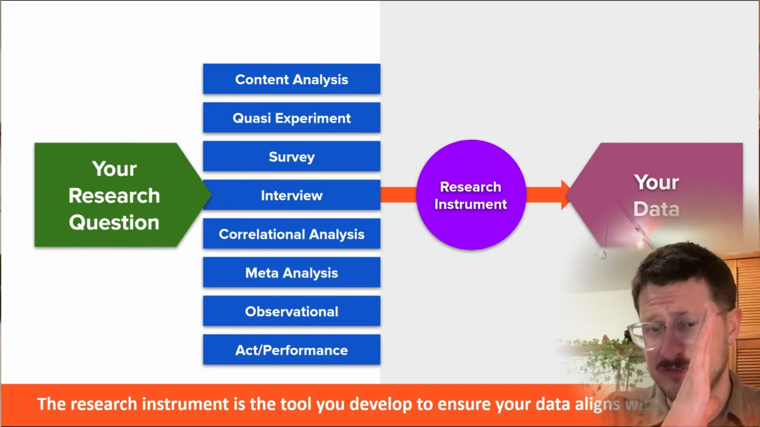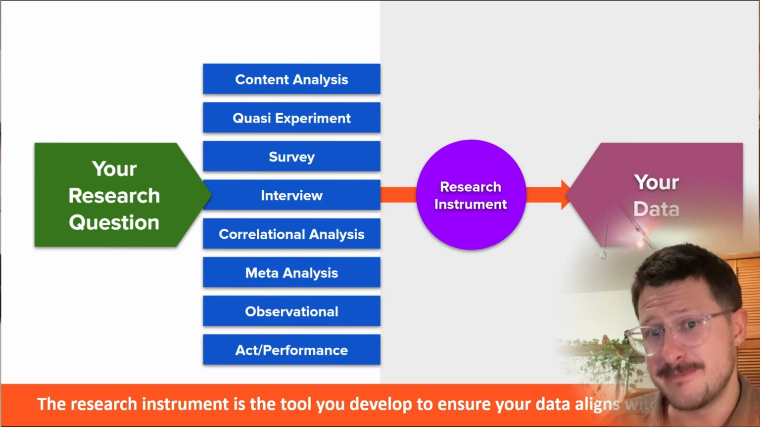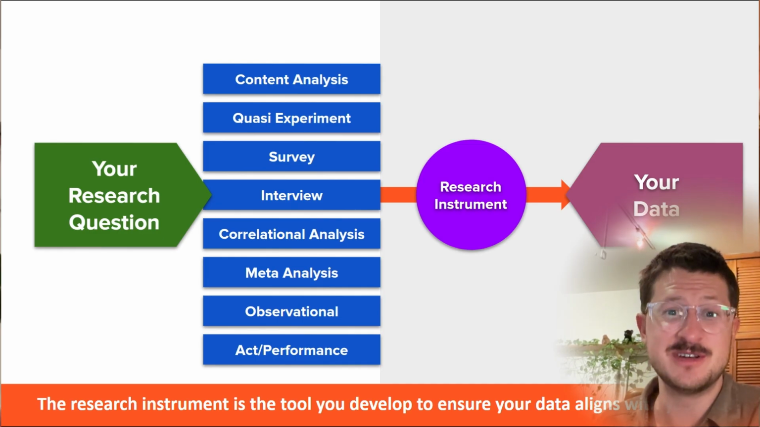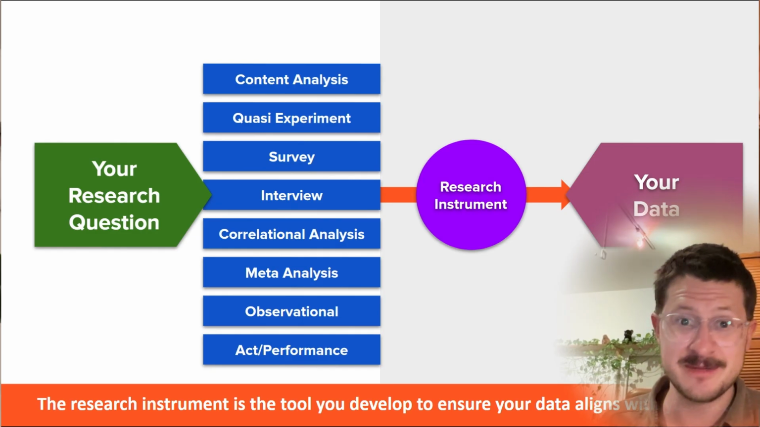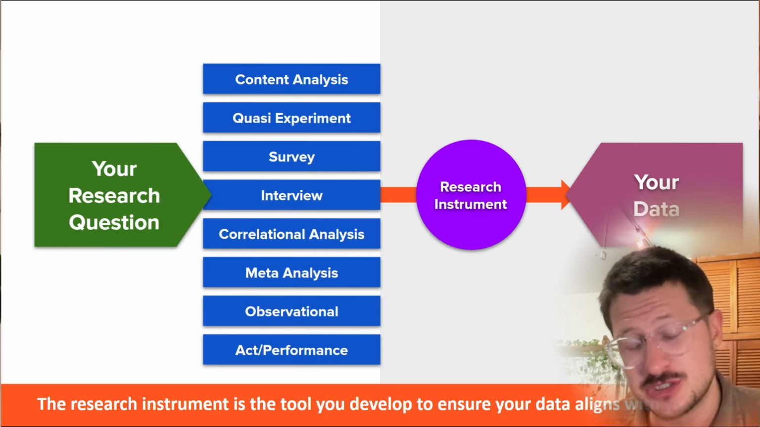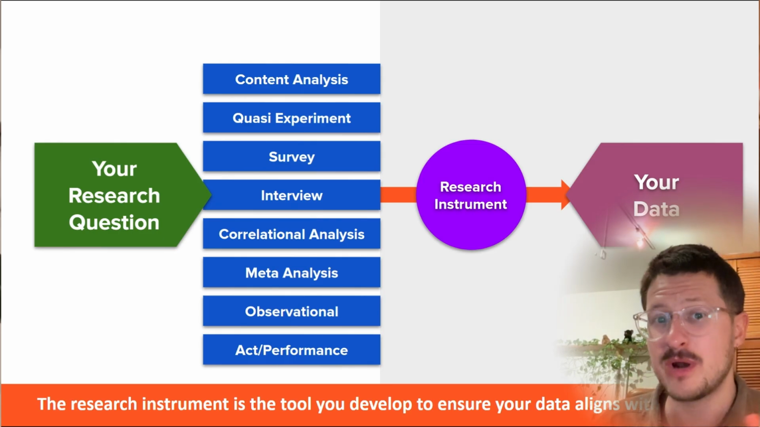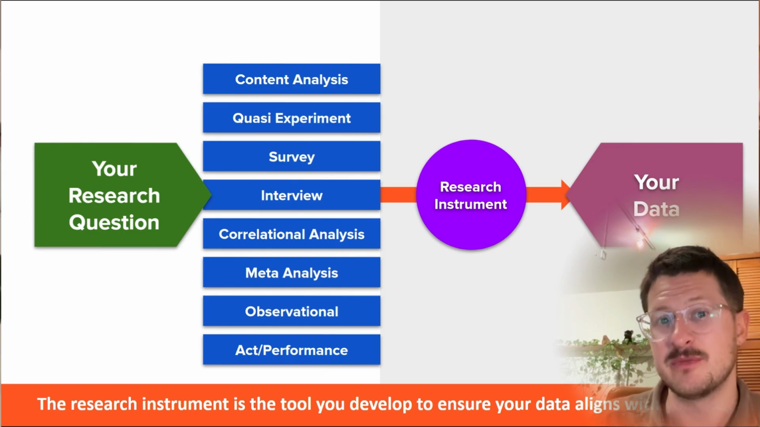So you first have to figure out your research question, then you select the method that you think is best suited for gathering the data needed to answer your research question, and then you have to develop some sort of research instrument. Now, for a survey, pretty straightforward. Your research instrument is usually the questions, the Google Form, the SurveyMonkey, whatever tool you're using. That's usually what we mean by research instrument.